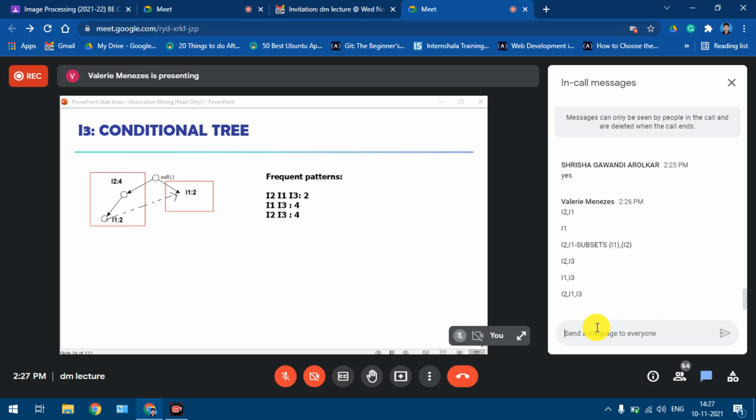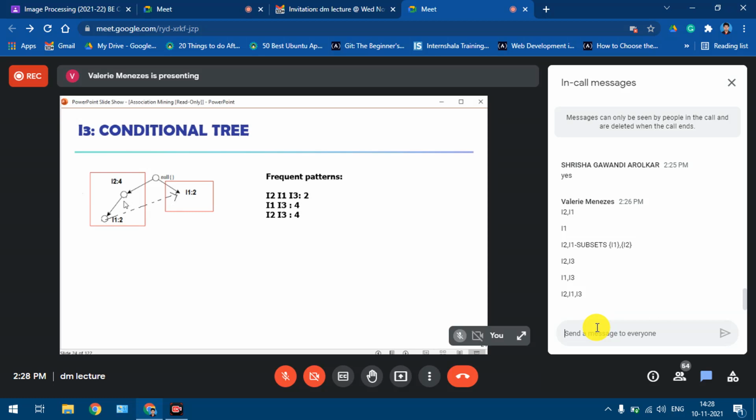Now you say I1 is here also. Since I1 is already taken from this subset, we don't consider it again. But why is the count of I1, I3, 4? Because we're adding these two support counts together, 2 plus 2. We're adding the support counts of I1 together, so it will be 4. Is this part clear?